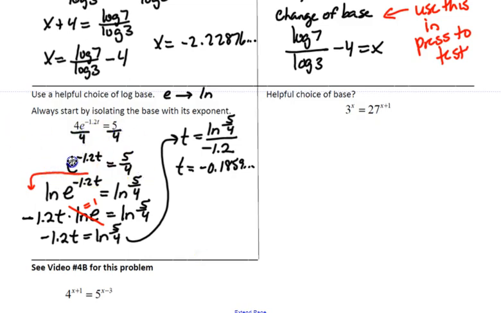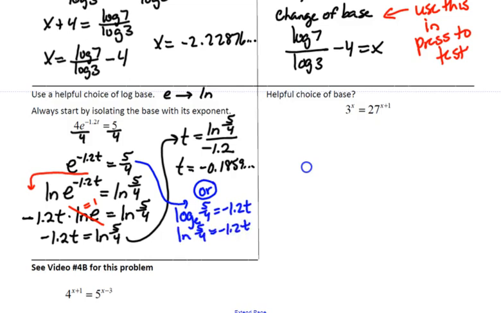Okay, now, some of you may have said, do we have to take the log of both sides? Couldn't I just rewrite this in exponential form? Couldn't I take this right here? So I'm going to write or here. Could I just write that as log base e of 5/4 equals negative 1.2 t? Like basically like this, log base e of 5/4 equals negative 1.2 t, or natural log of 5/4 equals negative 1.2 t, and then divide by negative 1.2? Yes, you could have gone straight to that step, and that's another way to do it.